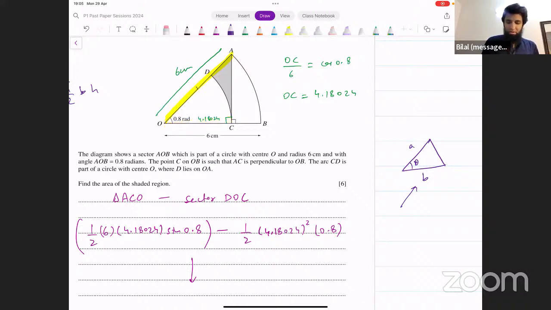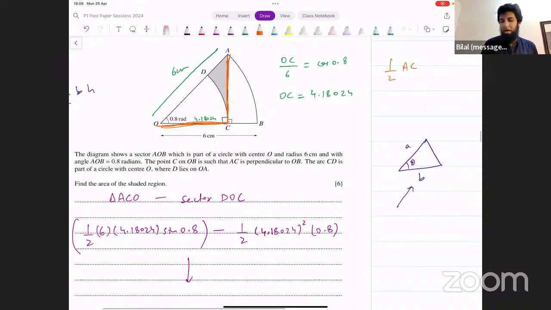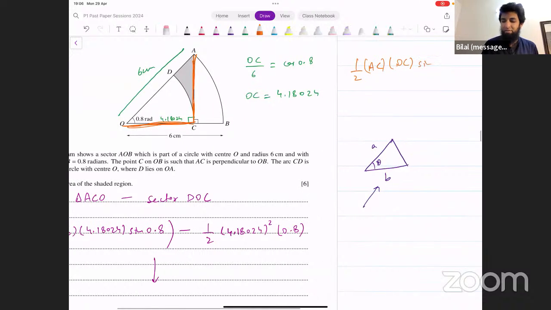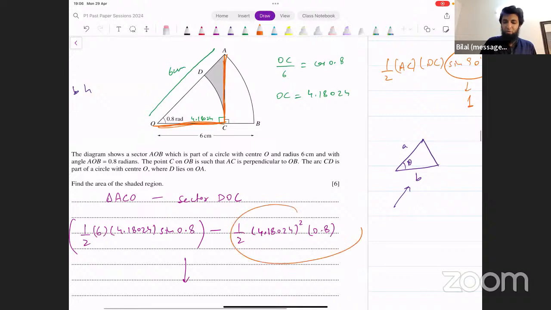In the other case, even if you were using these sides, you could still use half into AB sine theta here. But in this case, what happens is half into AC into OC into sine of the angle between them, that's 90. Since sine of 90 is 1, it does not make any difference if you put sine there or not. So this is actually a more general formula.